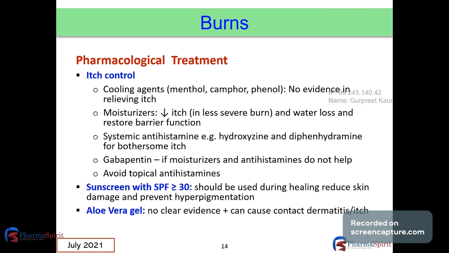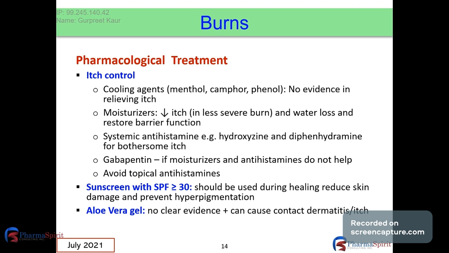We can also use moisturizers. Moisturizers reduce itch in less severe burn, and they also reduce water loss and restore the skin barrier function. Skin barrier function is when the skin serves as a barrier that prevents water loss from deeper skin tissue. We can also use systemic antihistamines such as hydroxyzine and diphenhydramine, and they are used for more bothersome itch. Gabapentin has some evidence, and it can be used when moisturizers and antihistamines don't provide enough relief. We need to avoid topical antihistamines. This is important to keep in mind because of the increased risk of sensitization and contact dermatitis.